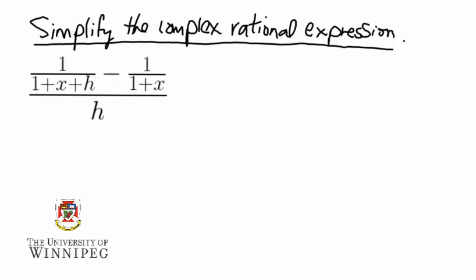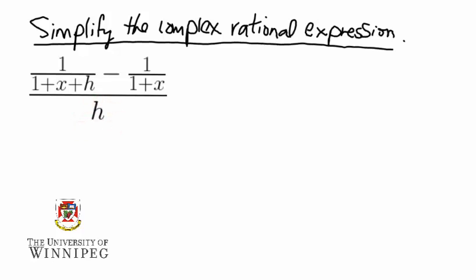In this example, we're going to simplify the following complex rational expression. Recall that as we were working through these kinds of questions with numerical examples, our first goal was to create a single fraction in the numerator and then a single fraction in the denominator, and then use the division procedure. In our rational expression, we already have a single fraction in the denominator.